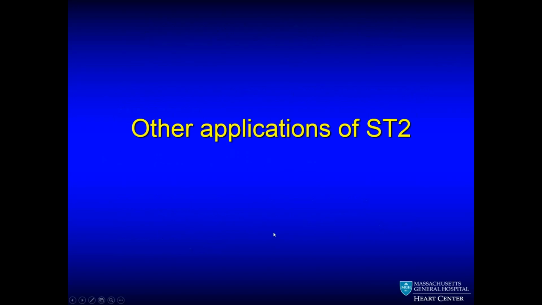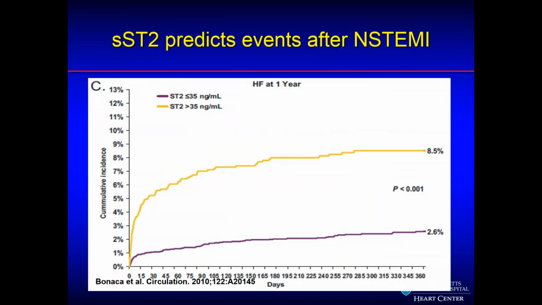Lastly, there are other applications of ST2 besides the patients that have heart failure or those patients that are at risk for heart failure. There are now several studies that have demonstrated value for measuring ST2 for prediction of heart failure onset in patients with acute myocardial infarction.